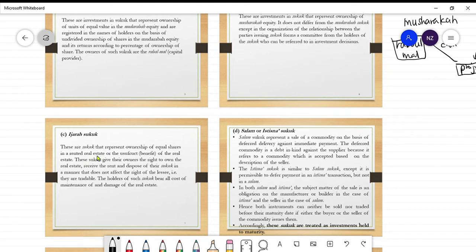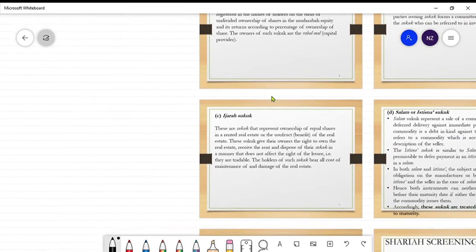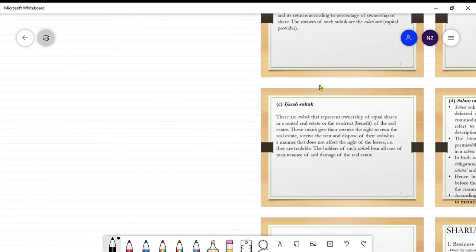Dia cakap this sukuk give their owners the right to own the real estate, receive the rent and dispose their sukuk in a manner that does not affect the right of the lessee. For example, they are tradable, mean this ijarah sukuk tu are tradable, and the holders of such sukuk bear all costs of maintenance and damage of the real estate. Okay, let's say dia regarding a rented real estate.